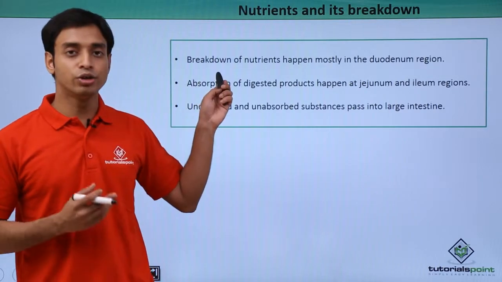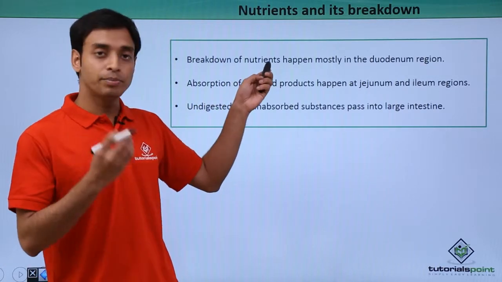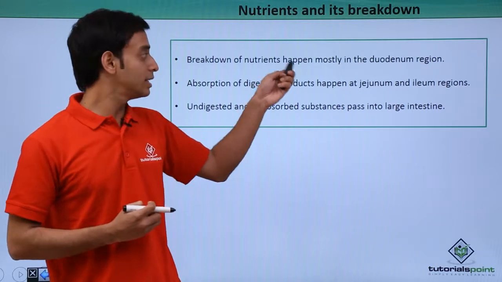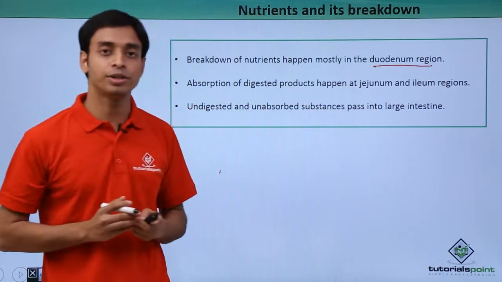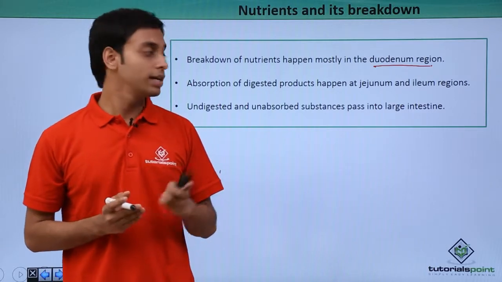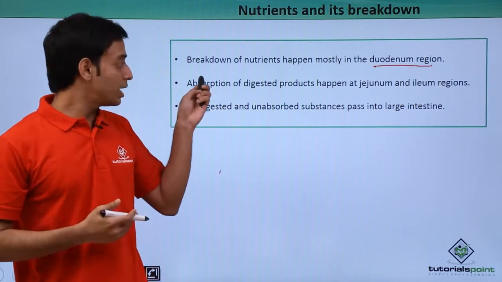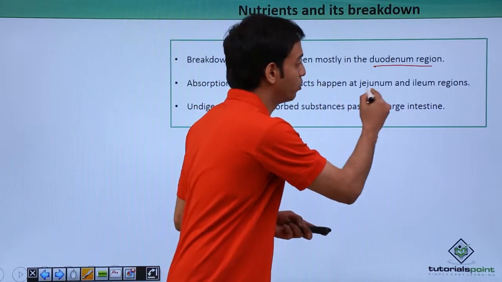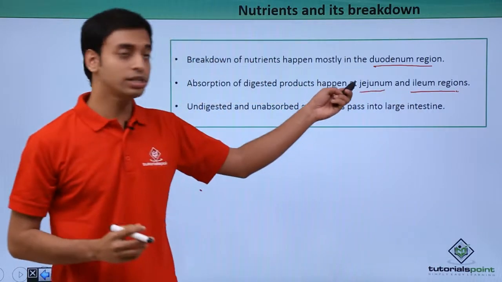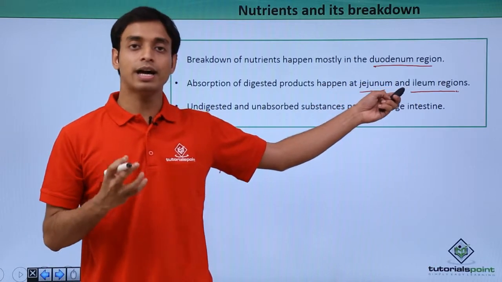Now, this breakdown of the nutrients into very small particles mostly happens in the duodenum region, that is the C-shaped region of the small intestine. After that, the absorption of the digested products happens in two regions, the jejunum and mostly the ileum, because the ileum region is highly coiled.